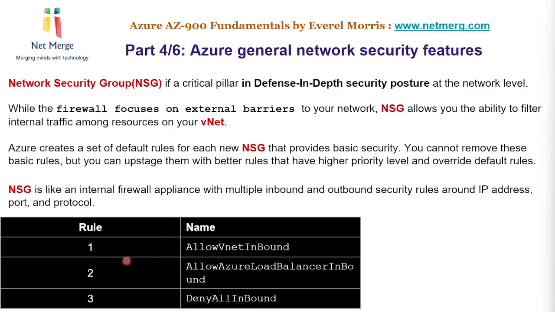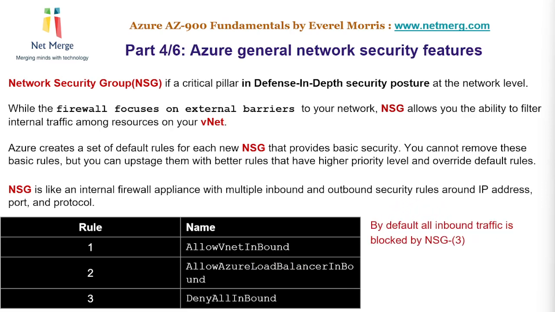Now, this is a basic service that you get with an NSG when you create it. You have three basic rules. You can allow VNet inbound. You could also allow Azure Load Balancer inbound, and you could deny all inbound services. So you either deny or allow those services. So if you're not denying them, you're technically allowing them. That's what that is right there.